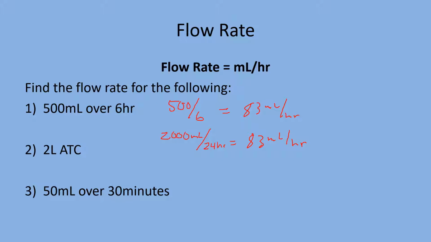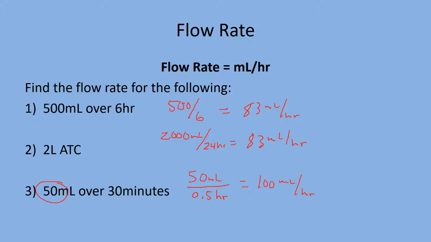50 over 30 minutes. How many hours is 30 minutes? Yeah, half an hour. So we can just convert that into hours. So this would come out to 100 mLs per hour. But we're not going to give them 100. We're just going to give them 50, but we're just going to pump it into them really, really fast.